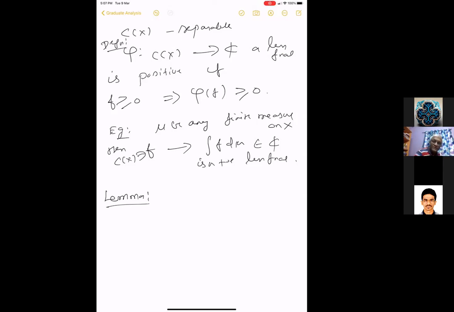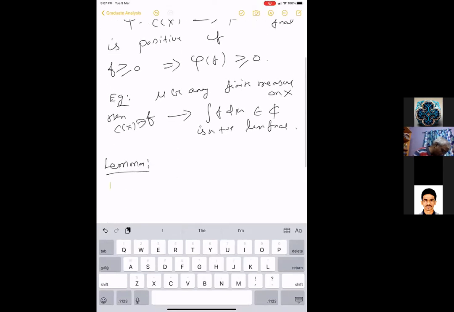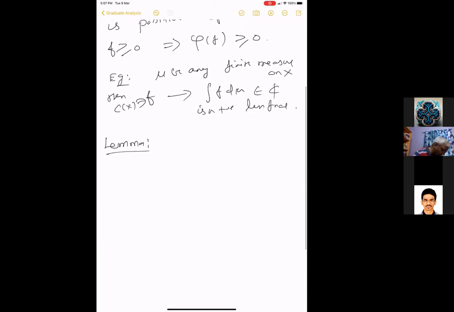So let X be a compact metric space as before. We will fix, throughout this class, X as a compact metric space, and C(X) is the continuous functions on it. Then we want to prove the following: let phi from C(X) to C be a linear functional, or I could have said phi is in C(X) star. Then the following statements are equivalent.